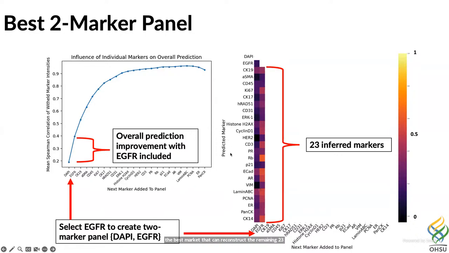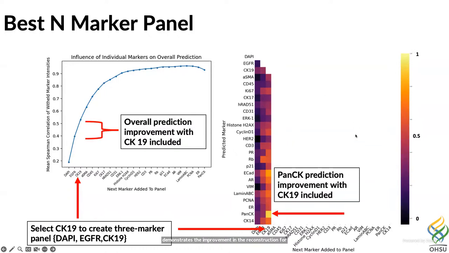On the left, you can see that the prediction of the withheld markers has significantly increased, and on the right, the change in color of the pixels in each row demonstrates the improvement in the reconstruction for that marker when EGFR is added to the reduced panel. And then in the next step, this is where it gets interesting, we iterate through the remaining 23 markers and choose CK19. And then we can see that on the right, the reconstruction of pan-CK has significantly increased with the inclusion of CK19 into the reduced panel, which makes sense since pan-CK and CK19 are highly co-expressed.